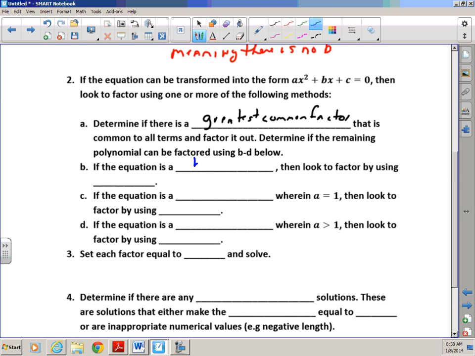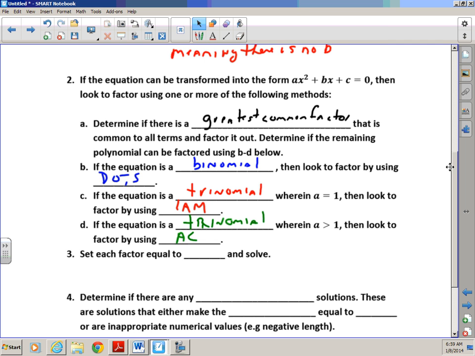If the equation is a binomial, then look to factor by using DOTS, difference of two squares. If the equation is a trinomial wherein a equals 1, then look to factor by using I AM. And if the equation is a trinomial wherein a is greater than 1, look to factor by using AC.